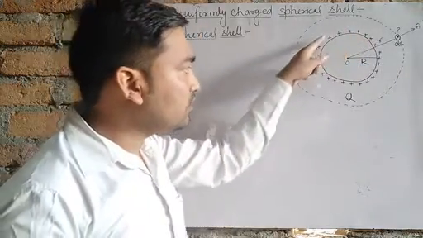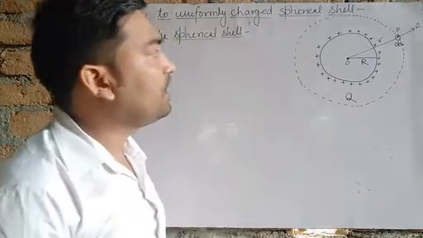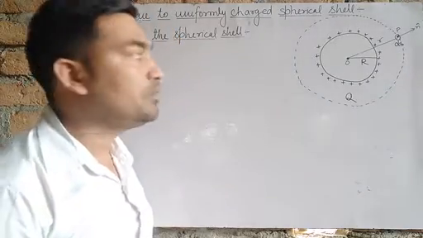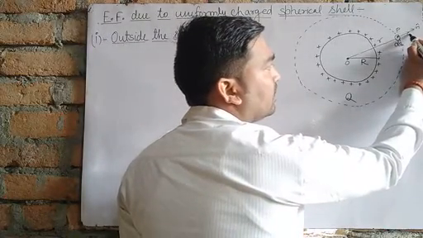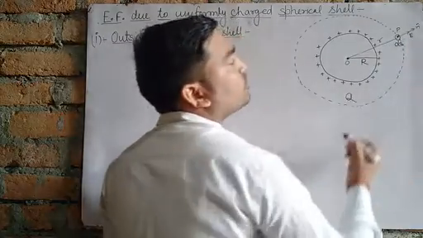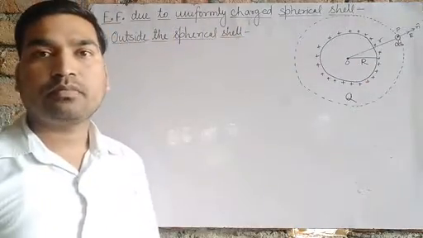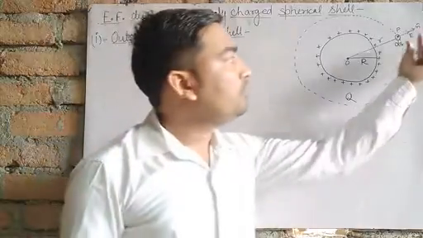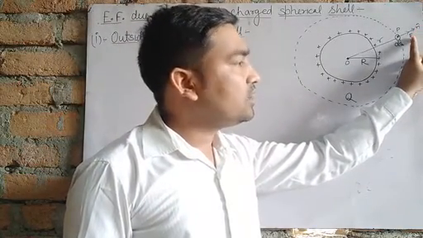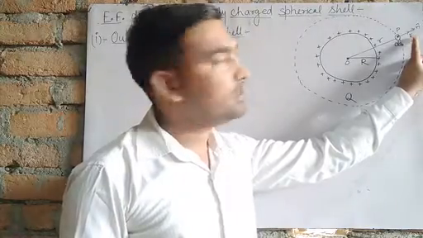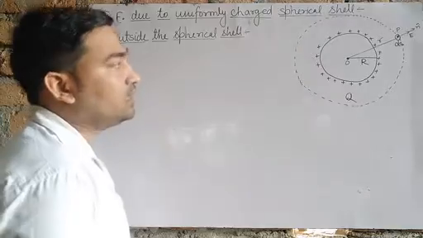Then decide the direction of the electric field. Since this spherical shell is positively charged and the electric field due to a positive charge is away from the charge, the direction of the electric field E is also outward from the center of the shell. Here we find that the direction of the area vector and the direction of the electric field are the same. That's why the angle between these vectors is 0 degree.